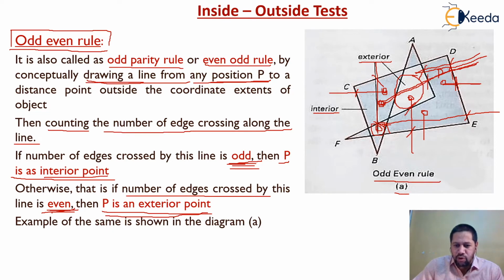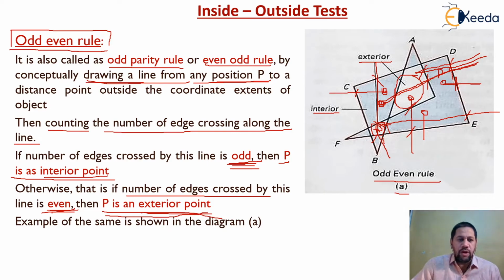You may take the line from here to this side, maybe this to this. Again it is crossing 2 edges. This is the first edge, this is the second edge. 2 edges means it is even, and if it is even, it indicates that it is an exterior point.